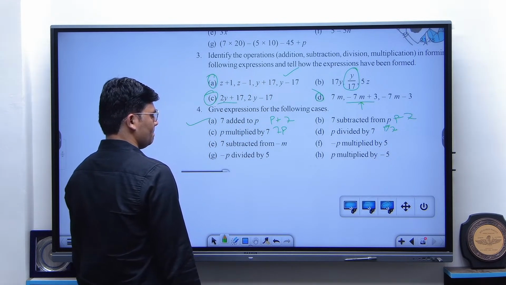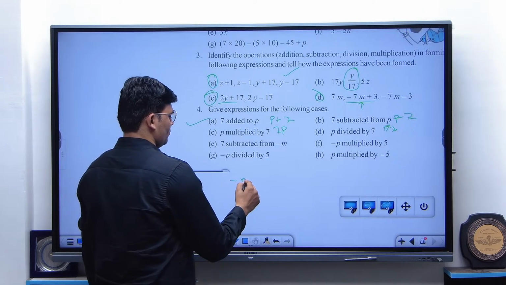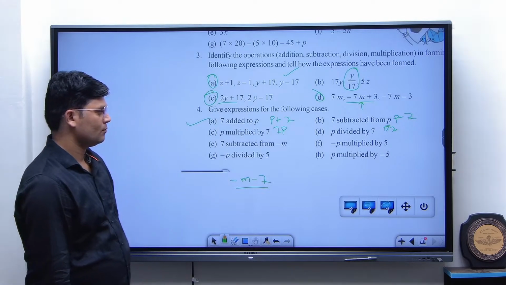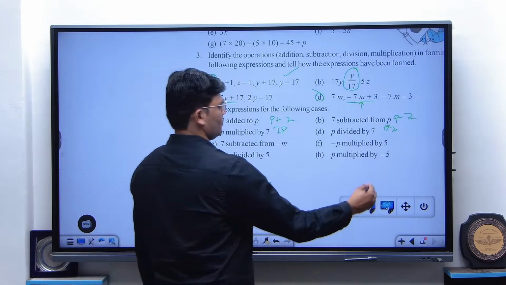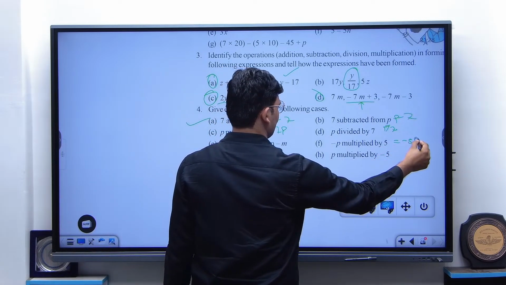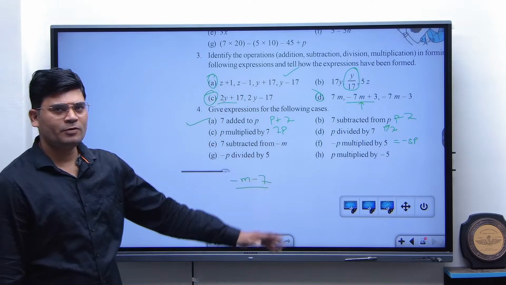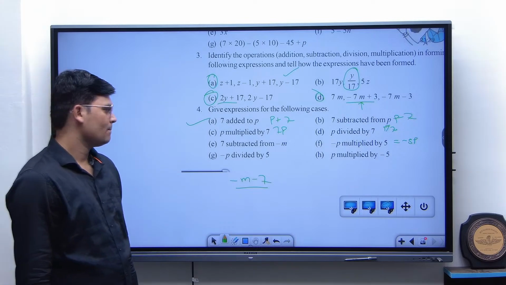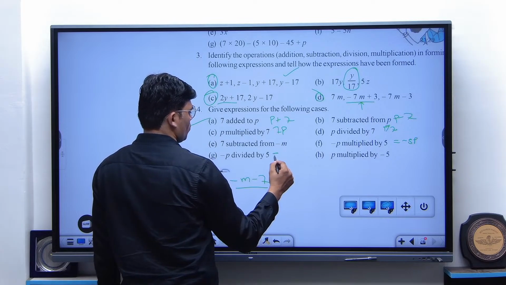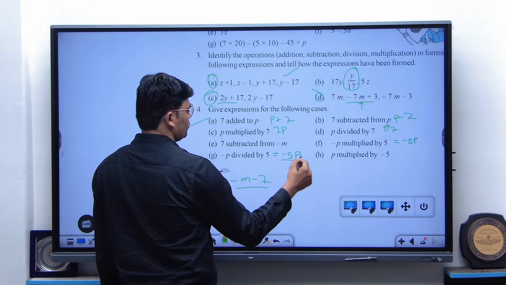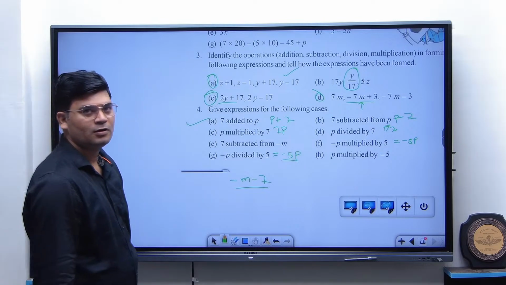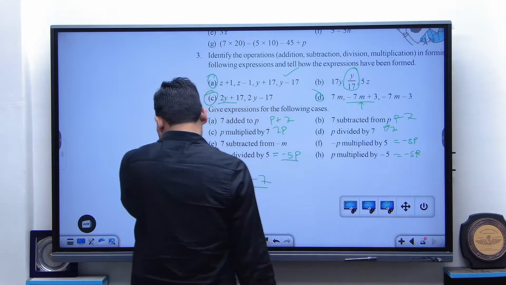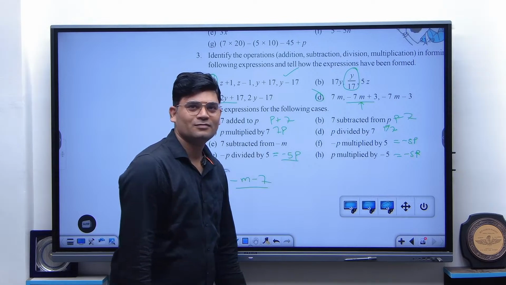E is minus 7P. F is minus 5 minus P. Yeah, that is correct. Minus 5p you can also say. Last one is P times minus 5. So this is also minus 5p. Next one is minus 5p again. Okay. Then all of the answers can be the same thing.